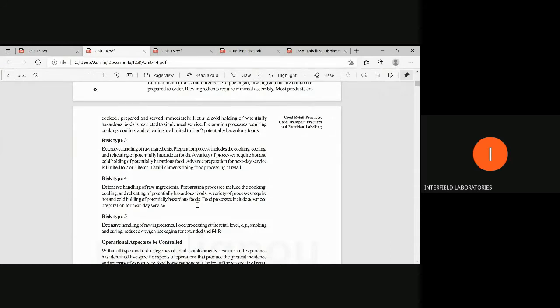Now risk type 5. Here most of the food produced has extended shelf life. They can be kept for more time. So in such food establishments, foods with extended shelf life are produced. This comes under risk type 5. So based on the risk associated with the food produced or the food processing, the food establishments are categorized into 5 types.